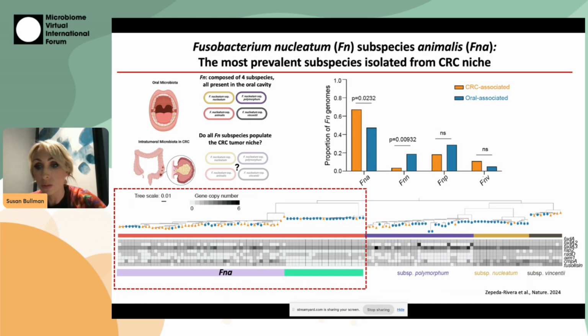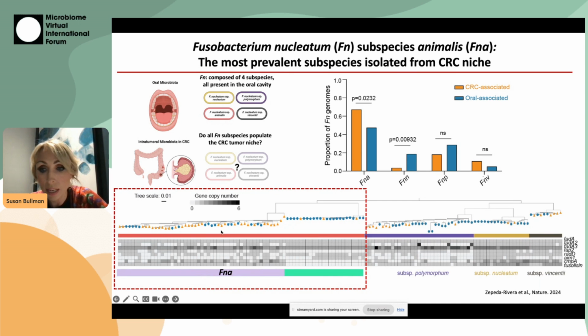We looked at these virulence factors: FadA, Fap2, RadD, these adhesins, and fusolysins, looking to see if there was an increase in copy number or an increase in prevalence. And actually what we saw was the opposite. When we looked at this group that was typed as animalis through the 16S, within the group there was a subset that had less of these known virulence factors. As you can see here, this group that has less is separating from the group on the left, which has more of the virulence factors, while the group on the right does not.